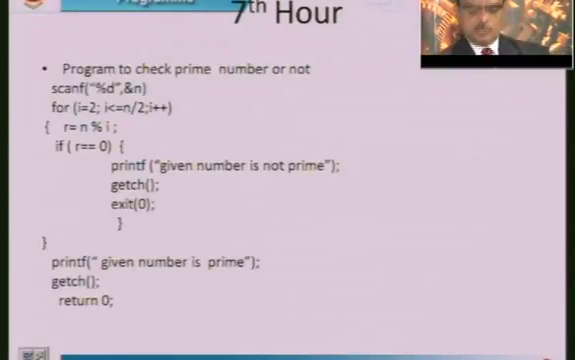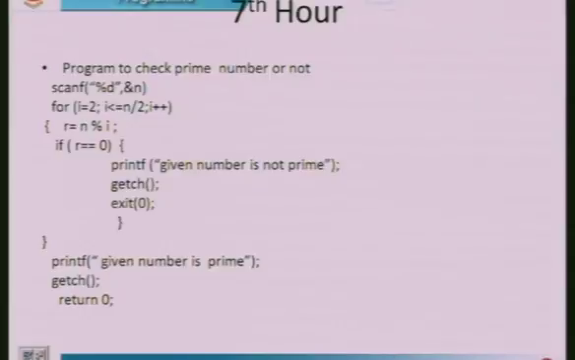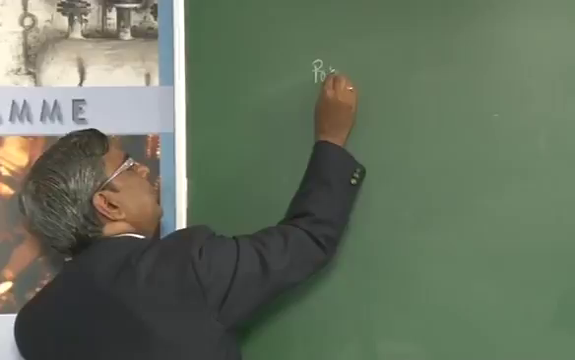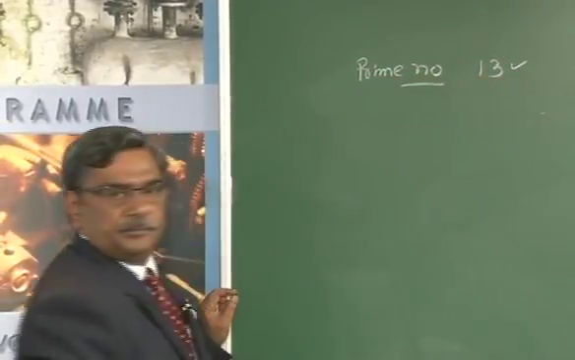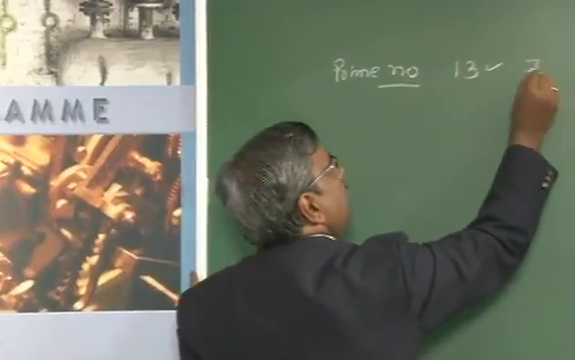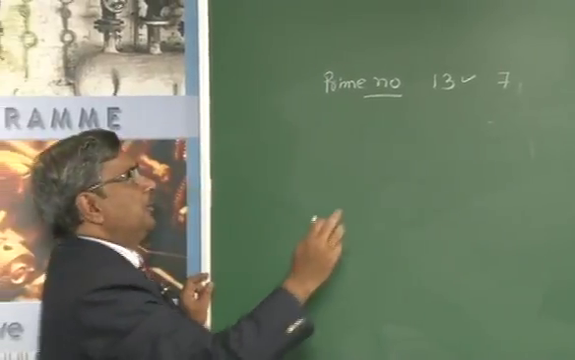Let us understand the usage of the for loop to calculate whether the given number is prime or not. A prime number, you are all familiar, is a number that is divisible by itself and by 1. It will not be divisible by any other number, that is called a prime number. Examples of prime numbers are 13 is a prime number, 7 is a prime number. Like that you can list out any other numbers that you are familiar with as prime numbers.